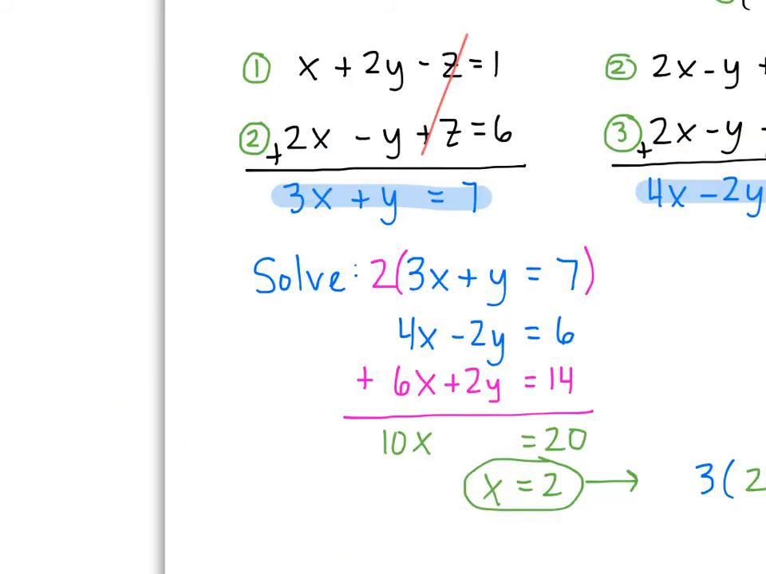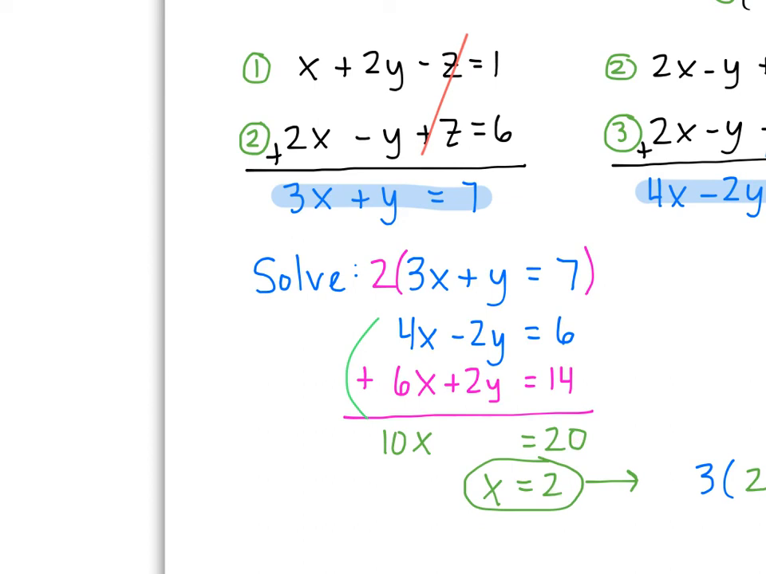So just starting the process, I took this first equation here and multiplied it by 2 so I could eliminate the y's. So when I did that, I got 6x plus 2y equals 14. And now we can combine these 2 equations here. And when we do, we eliminate the y's, and we are left with 10x equals 20. So we're able to get x to be 2.